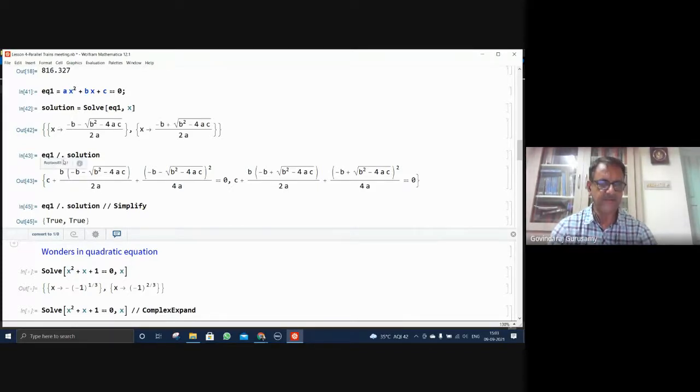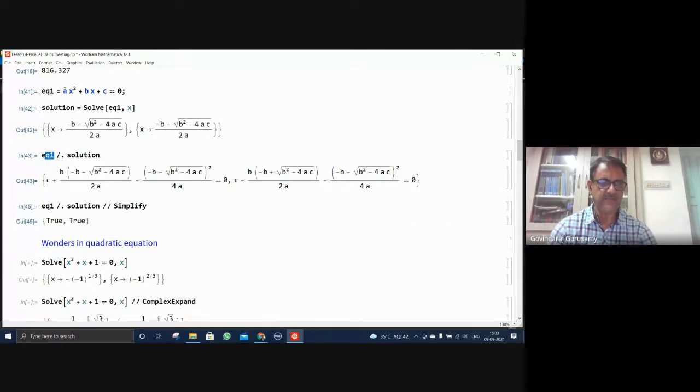Substituted back. How do I do that? Because I have the equation which is already defined in this form. In this, I'm substituting the solution by using a rule /., which means this will be taken and substituted for the x into this equation and simplified. When I do the simplify, it says true, true, which means they are satisfying this equation. That's what it means. Okay?